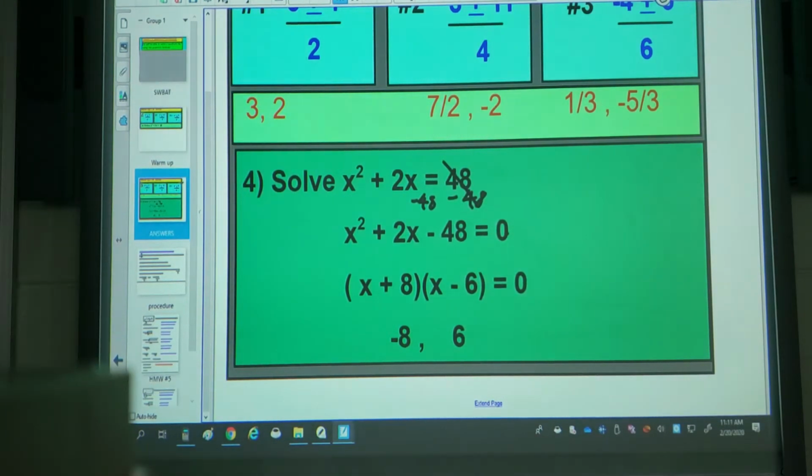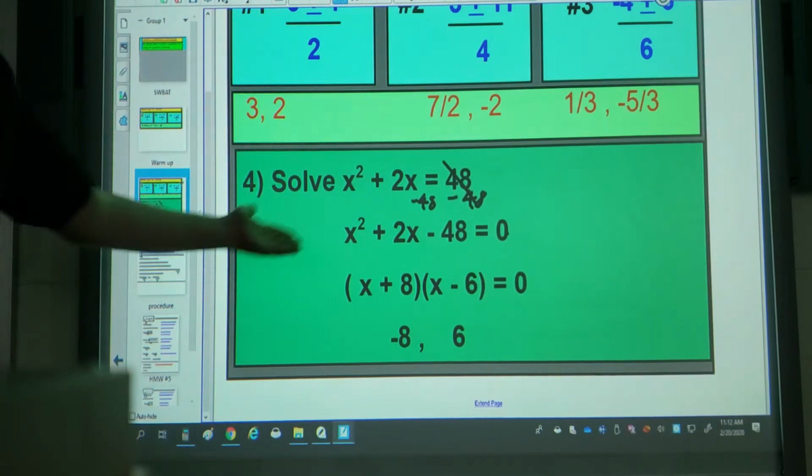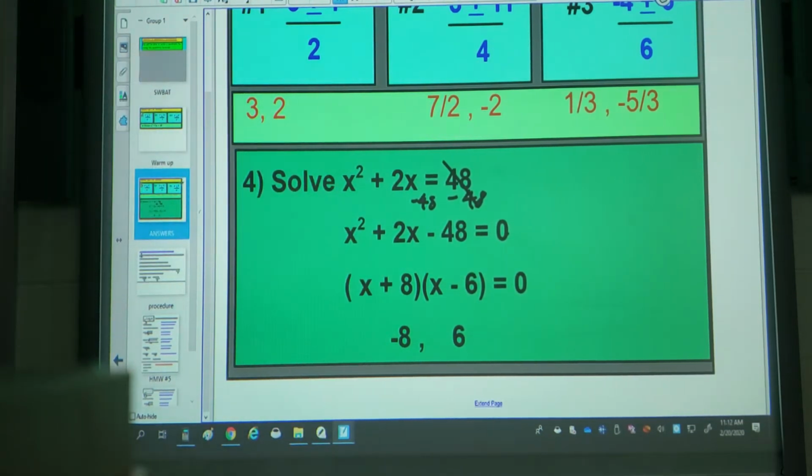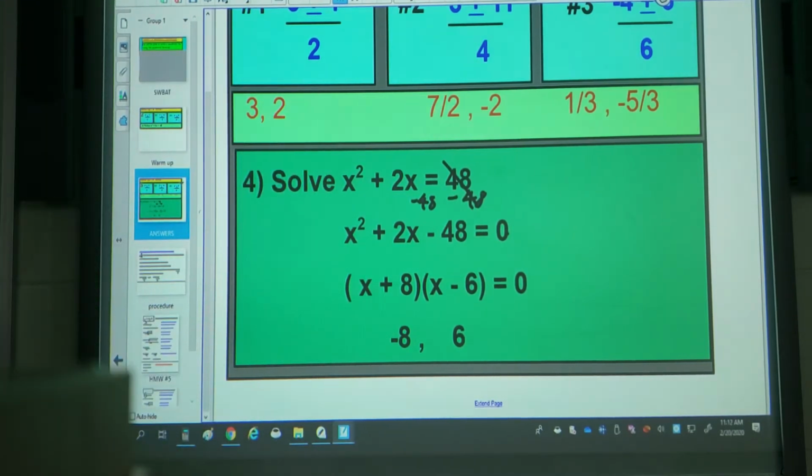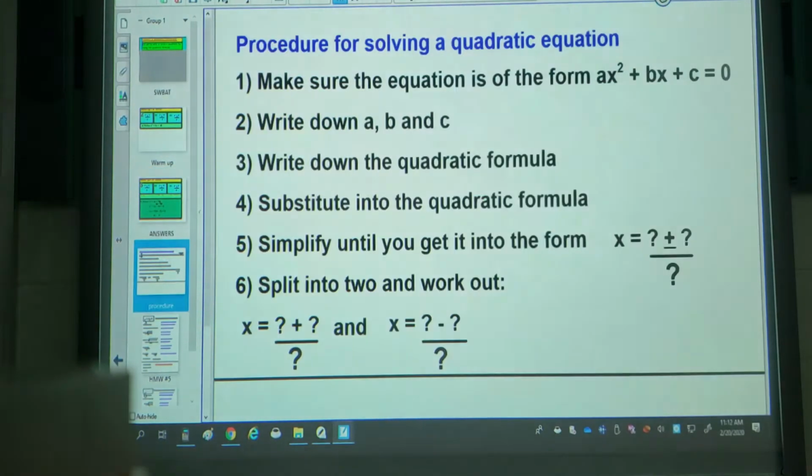Which method am I supposed to use? Am I supposed to factor, or am I supposed to use the quadratic formula? If you can factor, I would recommend you factor because it's a lot quicker. You can use the quadratic formula for every question, but it will take a little bit longer to do.